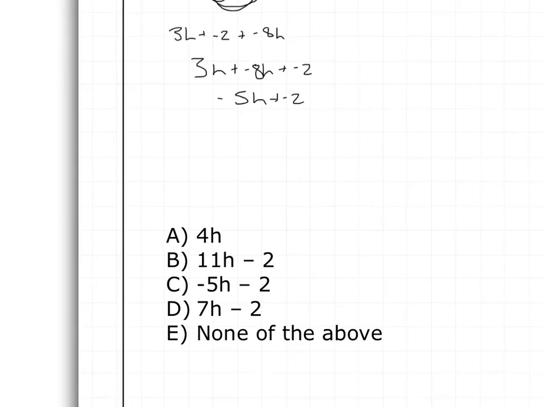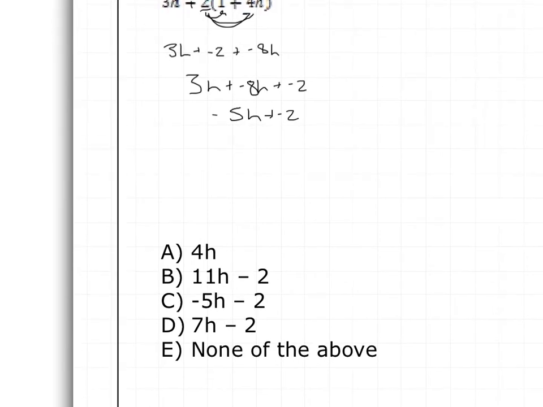As we come down and look at our answers, we can see that we can change this addition back to a subtraction, negative 5h minus 2. That gives me answer choice C.